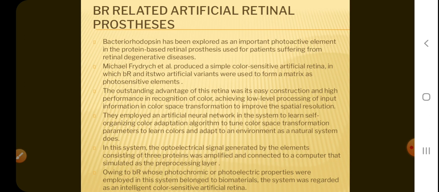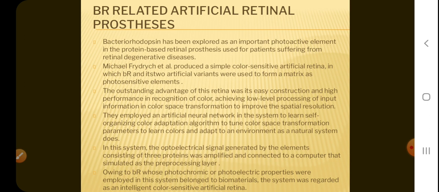Okay, so what he did was he employed an artificial neural network in the system to learn a self-organizing color adaptation algorithm. That is, upon light stimulation, there are certain changes in the Bacteriorhodopsin. This color change is converted into an algorithm to tune color space transformation, and this employs an artificial neural network.